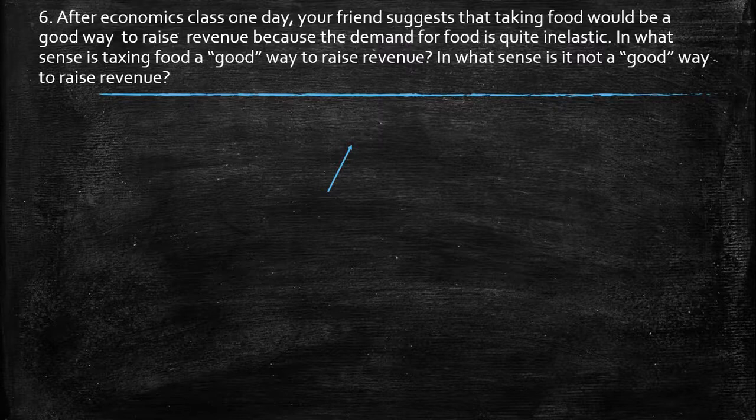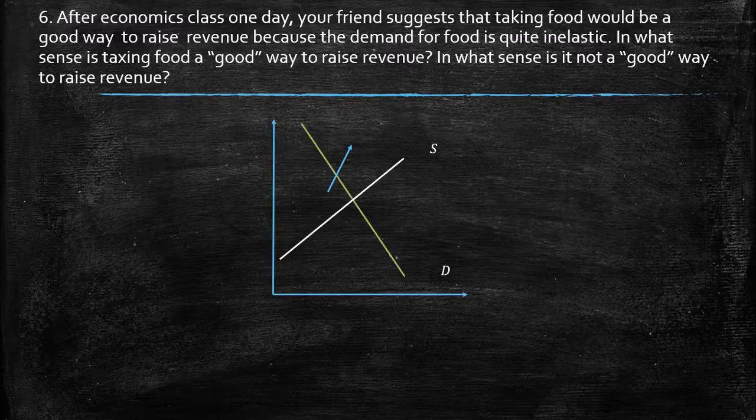After economics class one day, your friend suggests that taxing food would be a good way to raise revenue because the demand for food is quite inelastic. In what sense is taxing food a good way to raise revenue? In what sense is it not a good way to raise revenue? So here we have the case. Suppose that your friend were right and the demand for food is really inelastic. So here was the case.